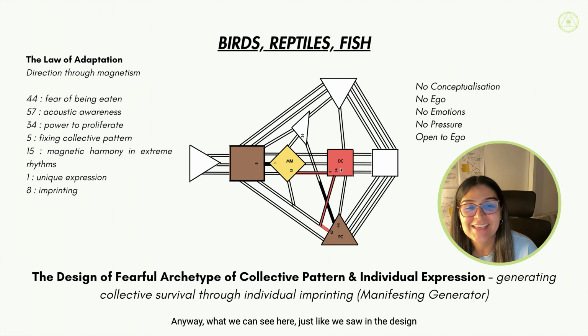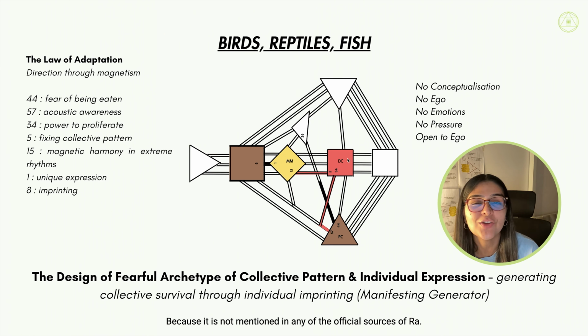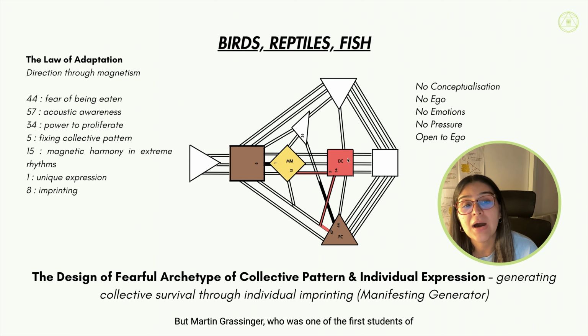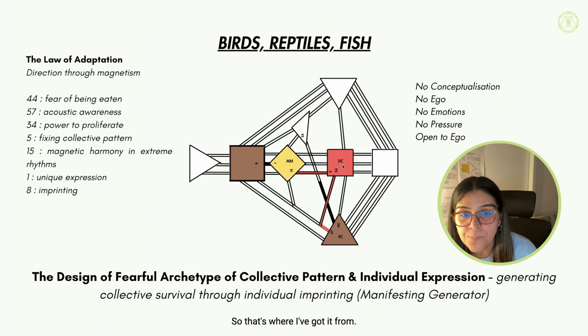Anyway, what we can see here, just like we saw in the design of plants and insects, is that we have a design crystal and we have a personality and we have a magnetic monopole. By the way, I am not sure about the placement of the design crystal and the personality crystal and exactly which center it's going to be in, because it is not mentioned in any of the official sources of Ra, but Martin Grasinger, who was one of the first students of Ra, actually showed these placements in one of his courses. So that's where I've got it from.